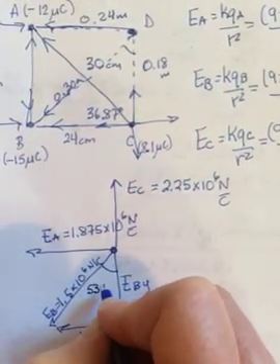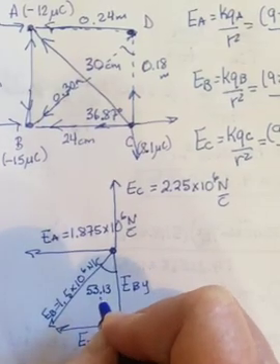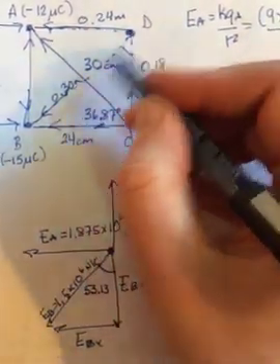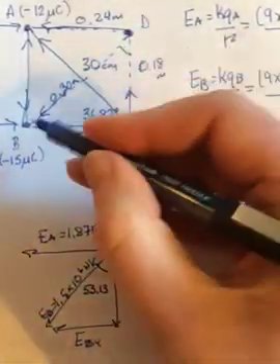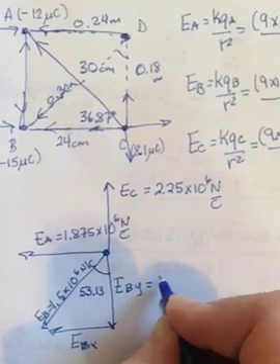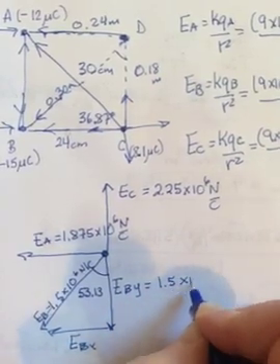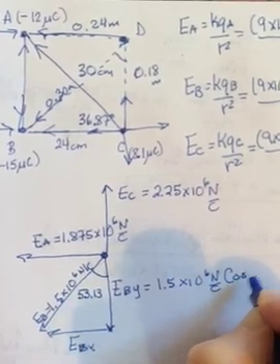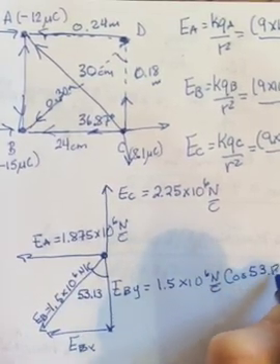I think I did that right. I'm just double checking now, right, because it's opposite. It's the same as that one. Yeah. Okay. So EBY then should be 1.5 times 10 to the 6 newtons per coulomb cos of 53.13.